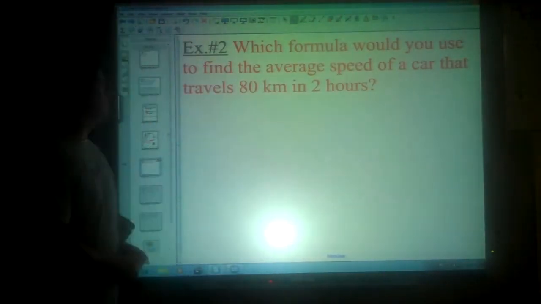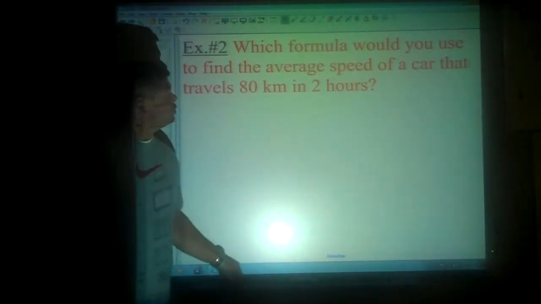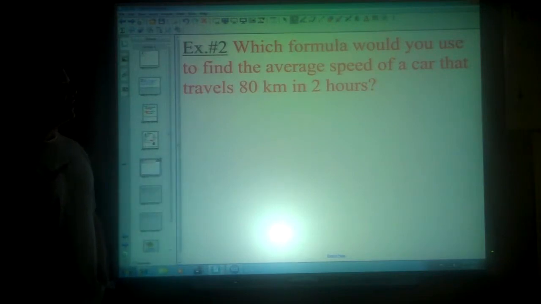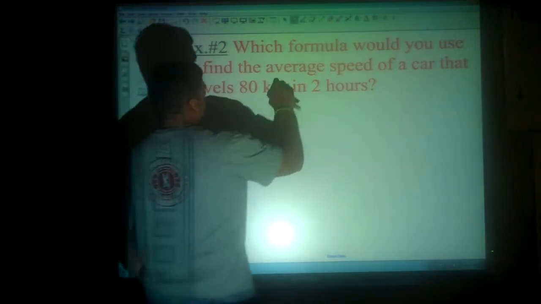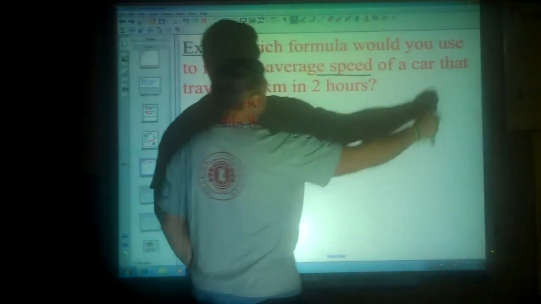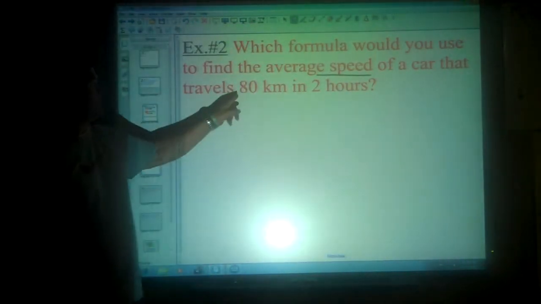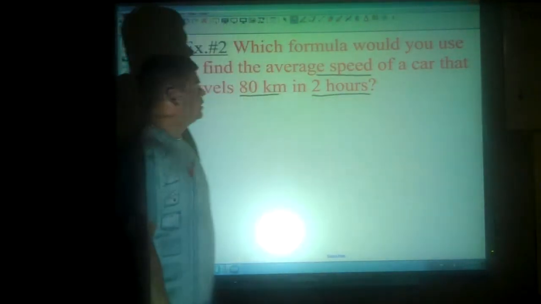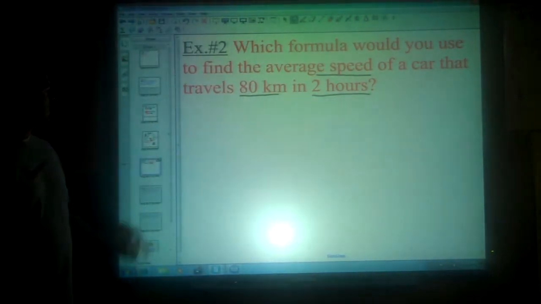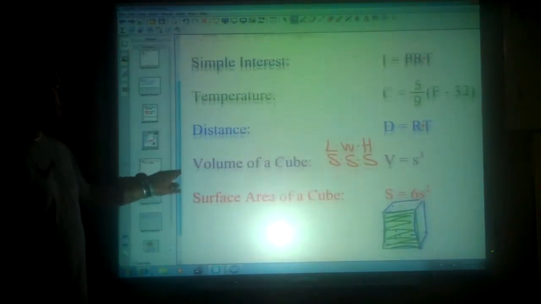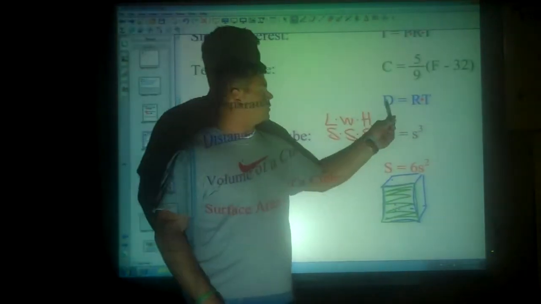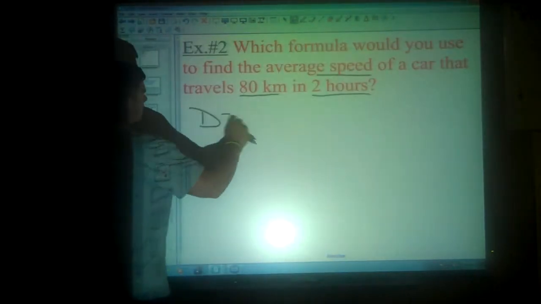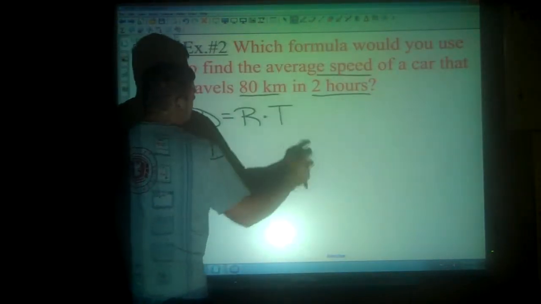Example number 2. Which formula would you use to find the average speed of a car that travels 80 kilometers in 2 hours? So we know we want to find speed. And we know that we're traveling 80 kilometers, and we know that we have 2 hours. So when we go back to our list of formulas, there's only one that really involves those 3 values right here. D equals RT. Distance is equal to the rate times the time.